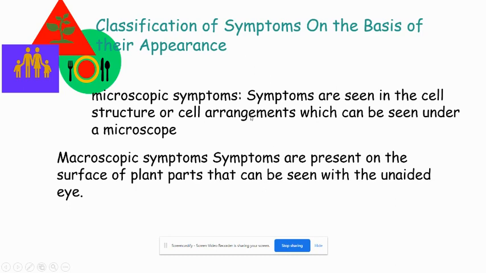Sometimes we call symptoms microscopic. To study these symptoms we need some aid or some instrument like a microscope, because the naked eye cannot see these changes. Macroscopic symptoms are the symptoms which we can see with our naked eye.